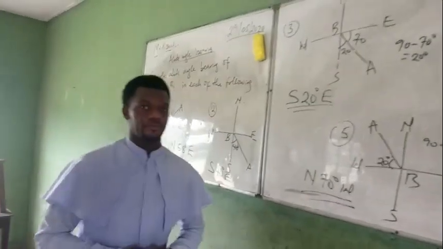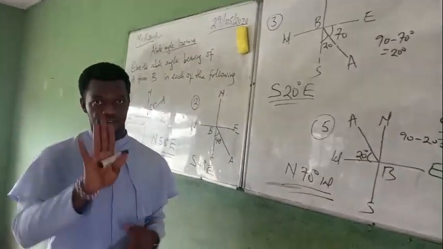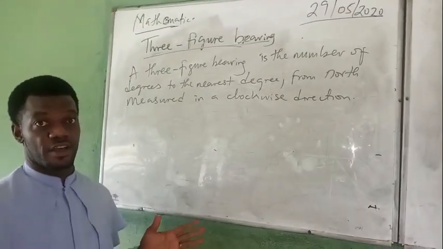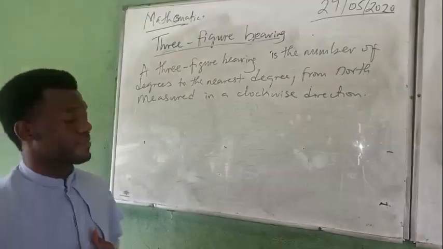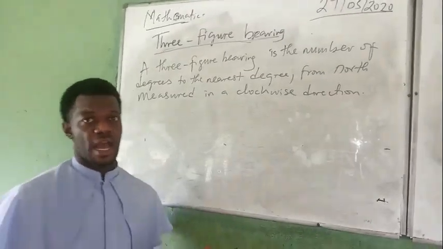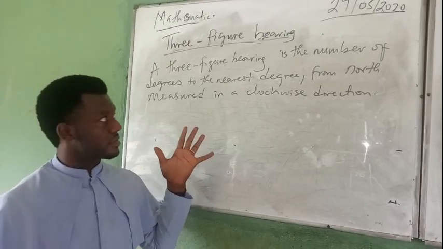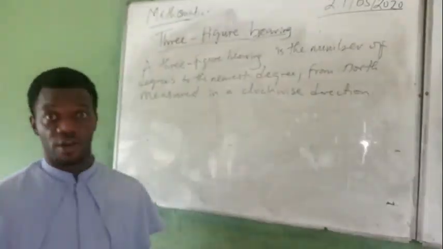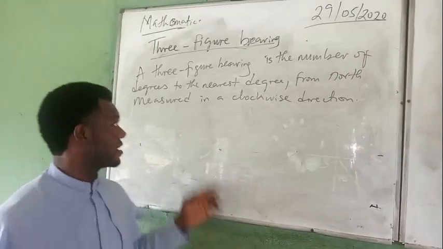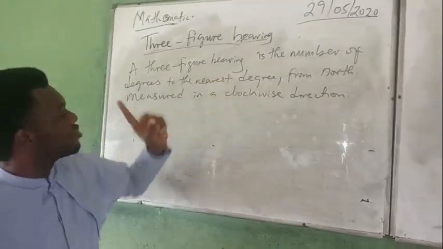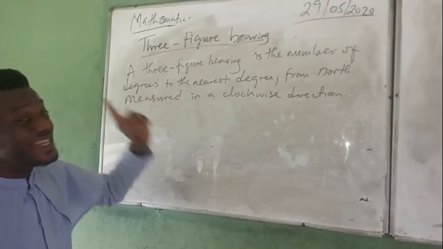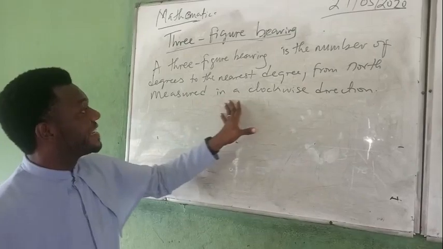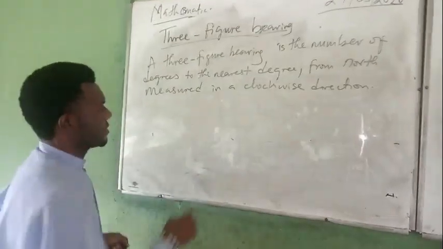With this, we'll go over to the next topic. This is the last phase of bearing. We call it the three-figure bearing. We have done the acute angle bearing. Now the three-figure bearing involves three figures, and that's why it is called three-figure bearing. A three-figure bearing is the number of degrees to the nearest degree from the north, measured in a clockwise direction.